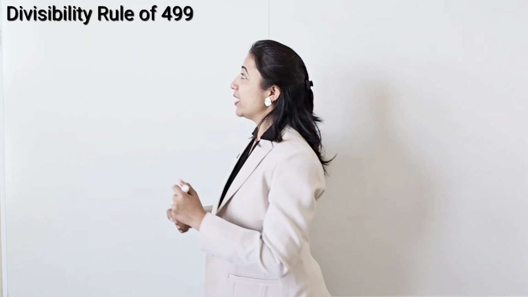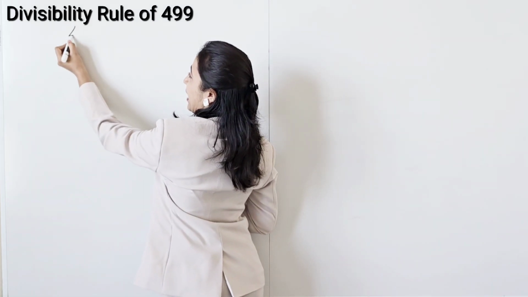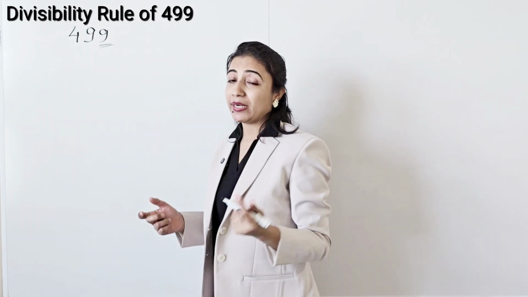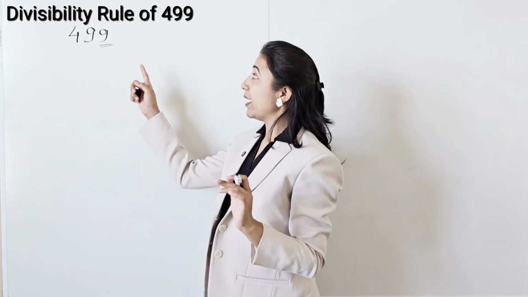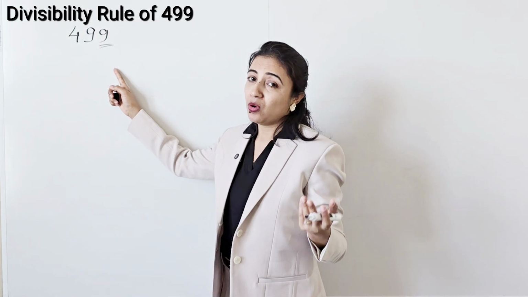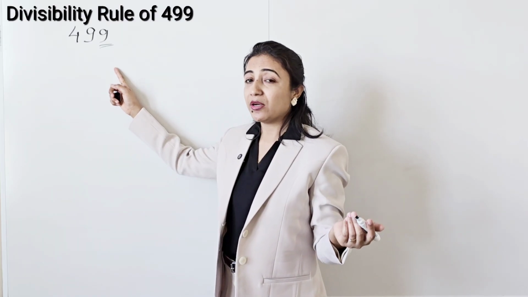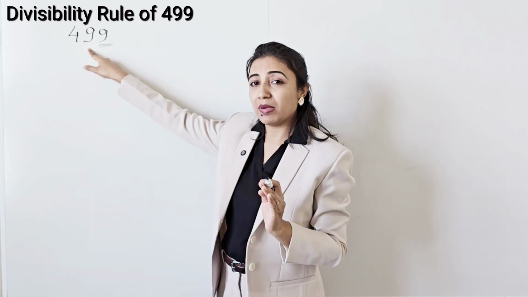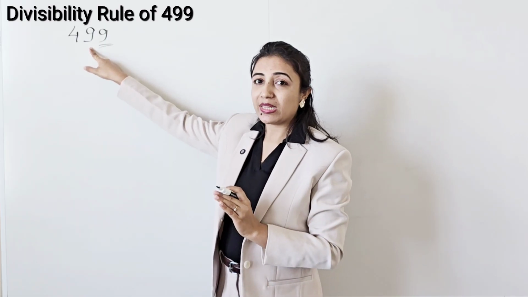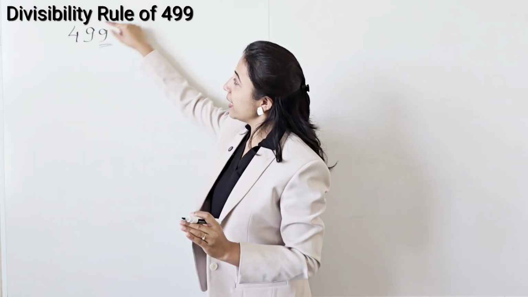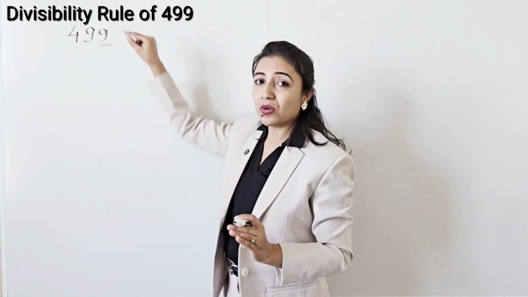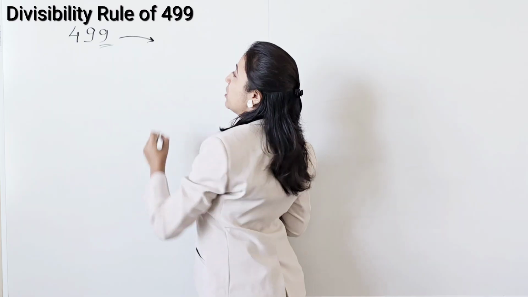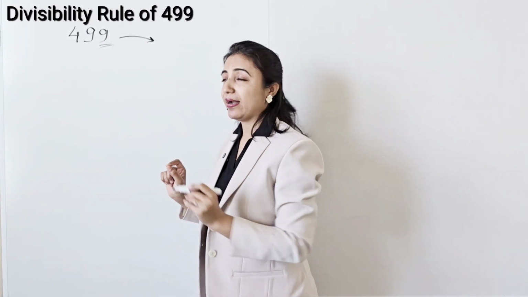So let's begin. Here our number is 499, and this number already ends with the digit 9. That means we don't need to multiply by any number. Why am I saying this? If you know the previous video, you know that whenever we are given a number, we multiply it by some number so that the product ends with 9. But this number already ends with 9, so you just have to check which base number it is near to. It is near to 500.